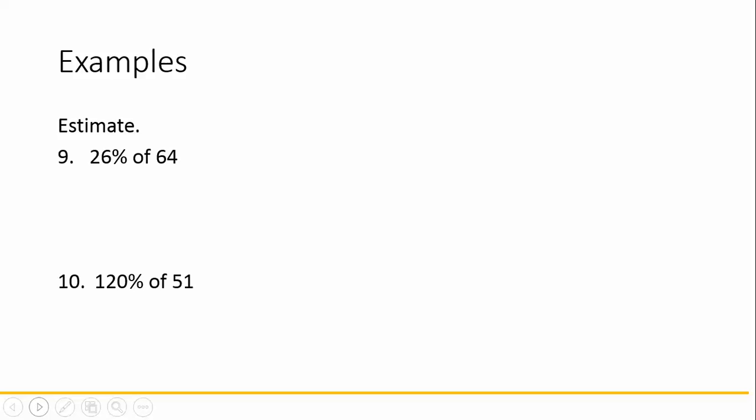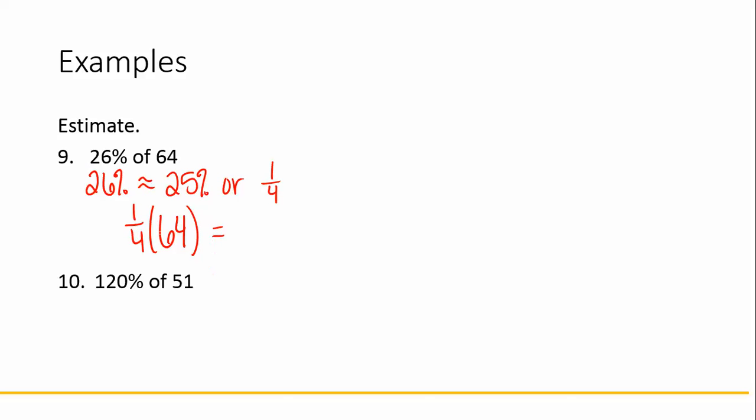And for the last examples, we want to estimate. So 26% of 64. We could use a calculator, but let's say we didn't have one available. So we're trying to estimate or get close. We know that 26% is about 25%. We do know that 25% is 1/4. So we want to take 1/4 of 64. Well, 64 divided by 4 is 16. So 26% of 64 is about 16.